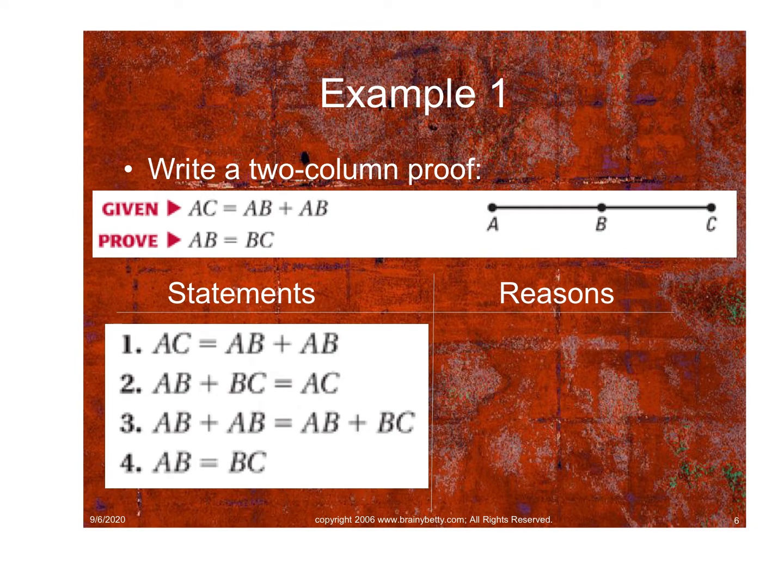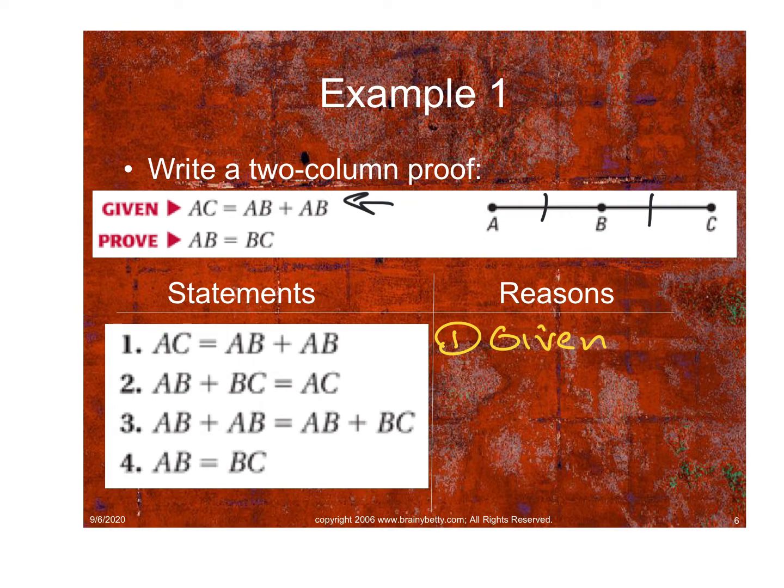So the first step, in my case, I always list as the given, and that's what was given to us. Notice this time the given was written out here in letters. It wasn't marked on the picture. So here our given was AC is equal to AB plus BC. They want me to try to prove that AB is congruent to BC. That's what they want me to show.